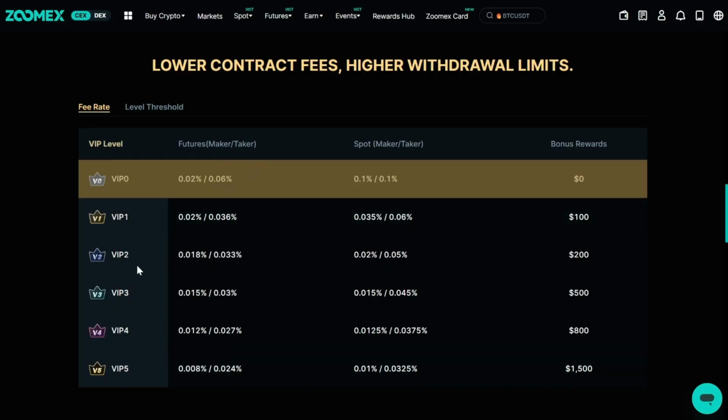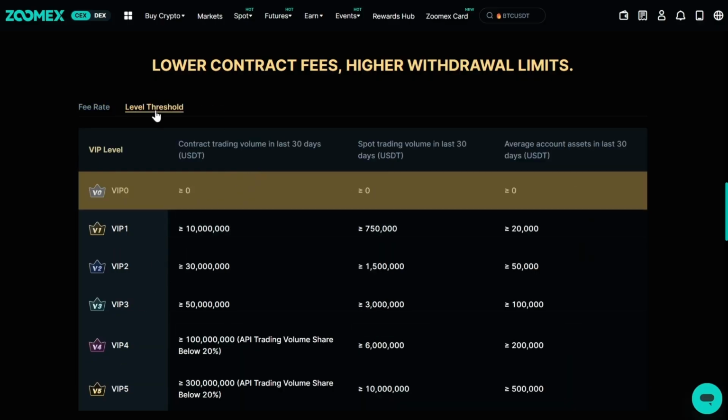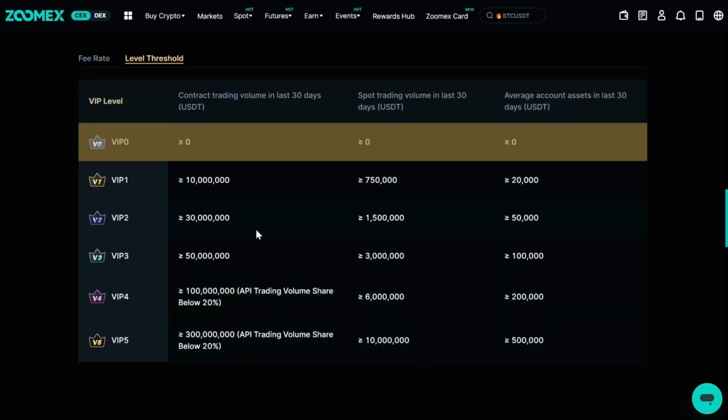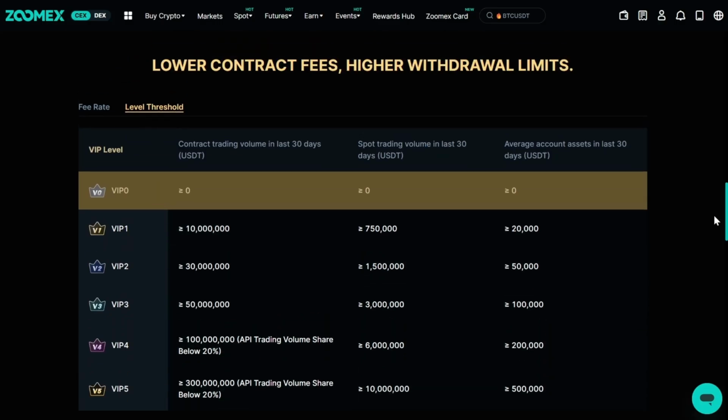If you do want to grow your level, we can see in level threshold. To do that, it will take into account your contract trading volume over the last 30 days, your spot trading volume in the last 30 days, and average account assets in the last 30 days. So obviously, the more assets you have and the more you trade in futures and spot, the higher your level and the lower your fees will be.